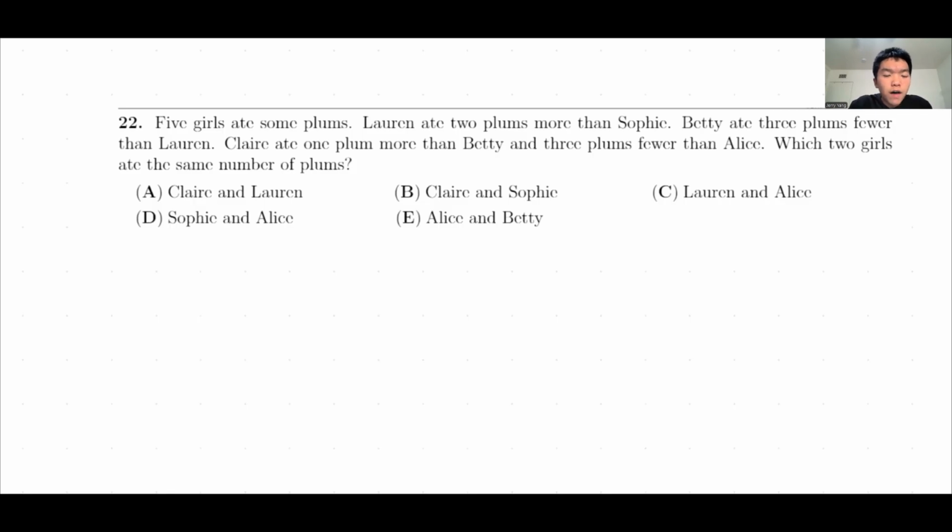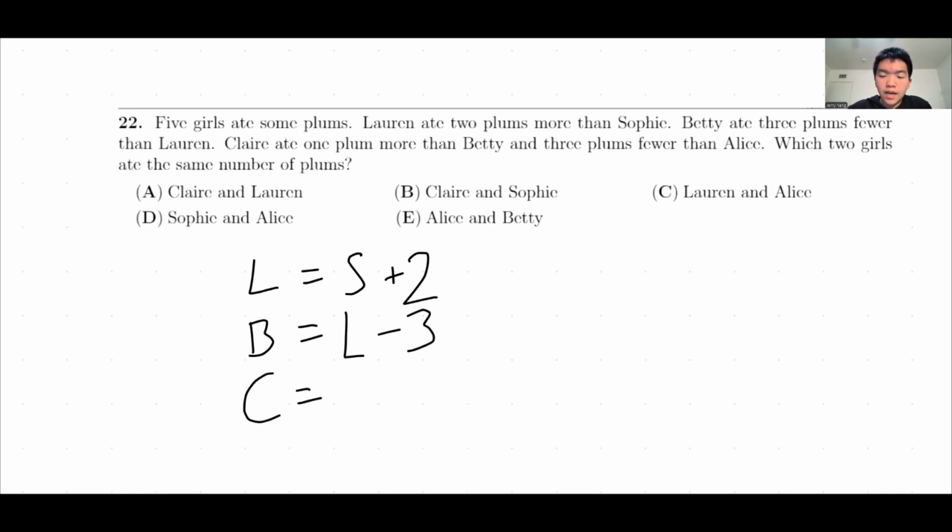Question 22. 5 girls ate some plums. Lauren, and I'm going to write out these equations as we go. Lauren ate 2 plums more than Sophie. So Lauren equals S plus 2. Then we got Betty ate 3 plums fewer than Lauren. So we got L minus 3. Then Claire ate 1 plum more than Betty. And 3 plums fewer than Alice. So we also know C equals A minus 3. Which girls ate the same number of plums?